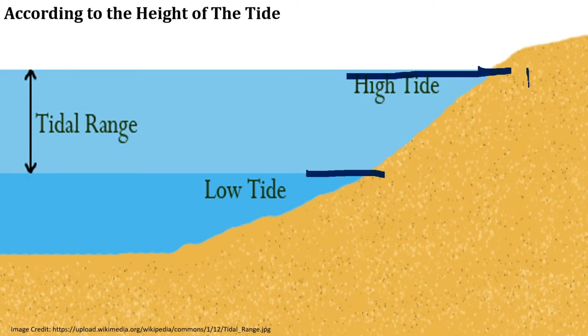For example, during high tide, the water has reached 10 meters. And during low tide, the water has reached 6 meters. So what will be the tidal range? The tidal range will be 4 meters.